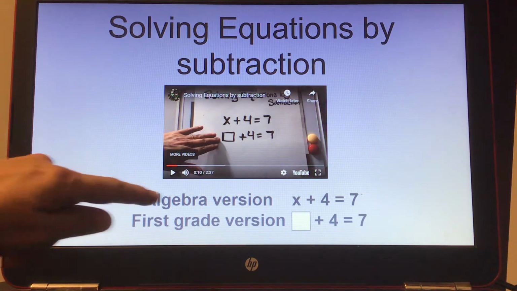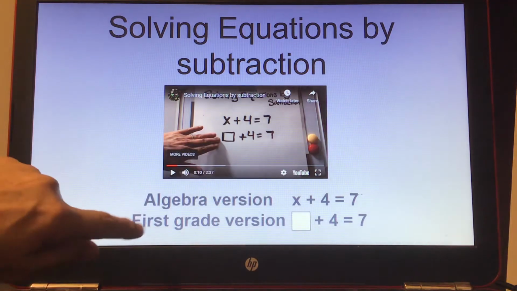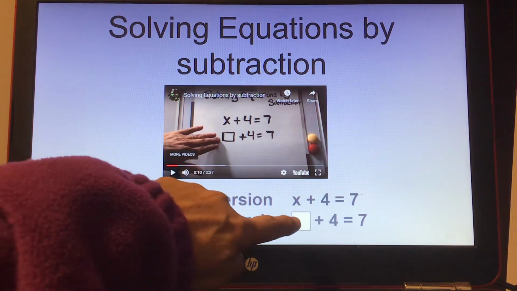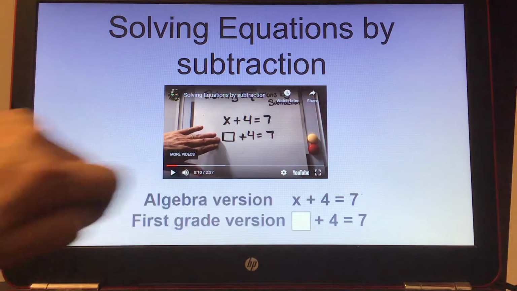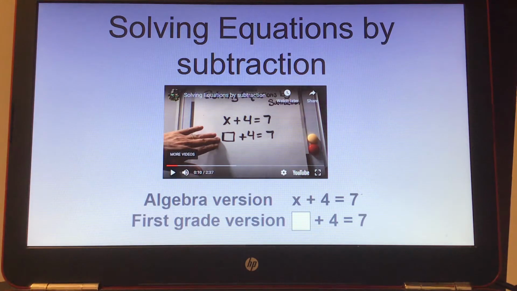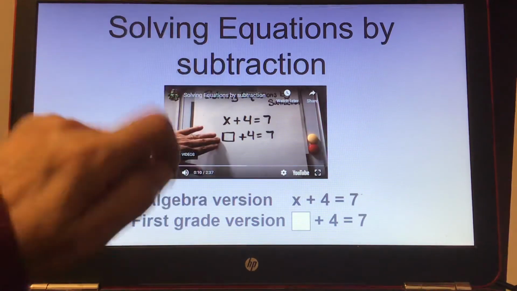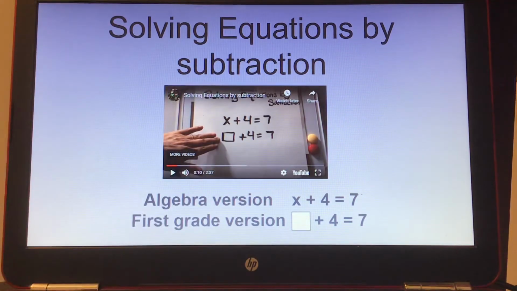So you have the algebra version, x plus 4 equals 7. And when you were about in first grade, they'd give you a box, and they'd put the box plus 4 equals 7. Okay? It's the same exact problem. I don't know why when you put a variable or a letter in there, it confuses them. So at first, if we're just practicing one thing at a time, put the box in if it makes you feel better, or put the letter, whichever.